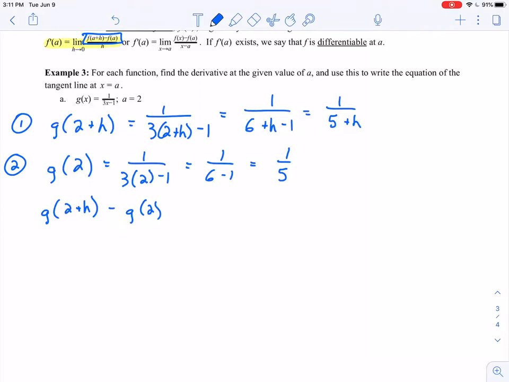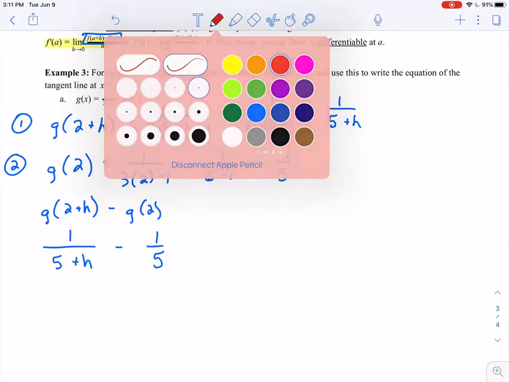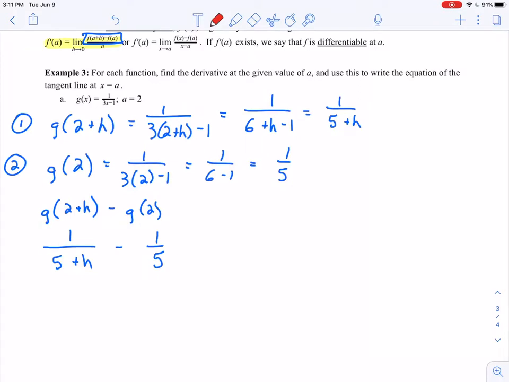So what does that look like? 1 over 5 plus h minus 1 over 5. And this looks kind of ugly. There's really not a great way to simplify this here. Even though the denominators, you might say, well, they both have a 5, right? Can't I just add an h in over here or something like that? And unfortunately, no, it's just not going to work out that way. My suggestion to you is to find a common denominator here.